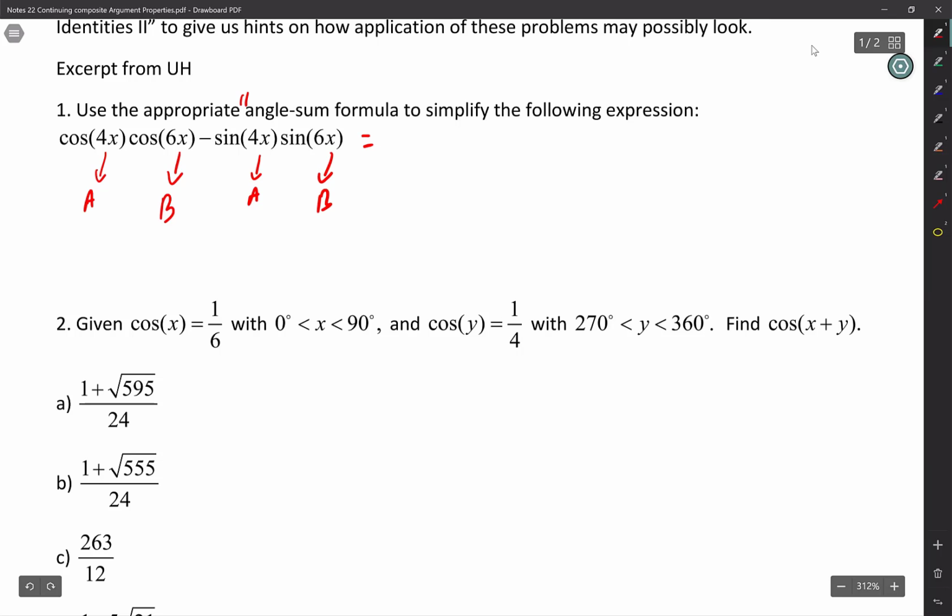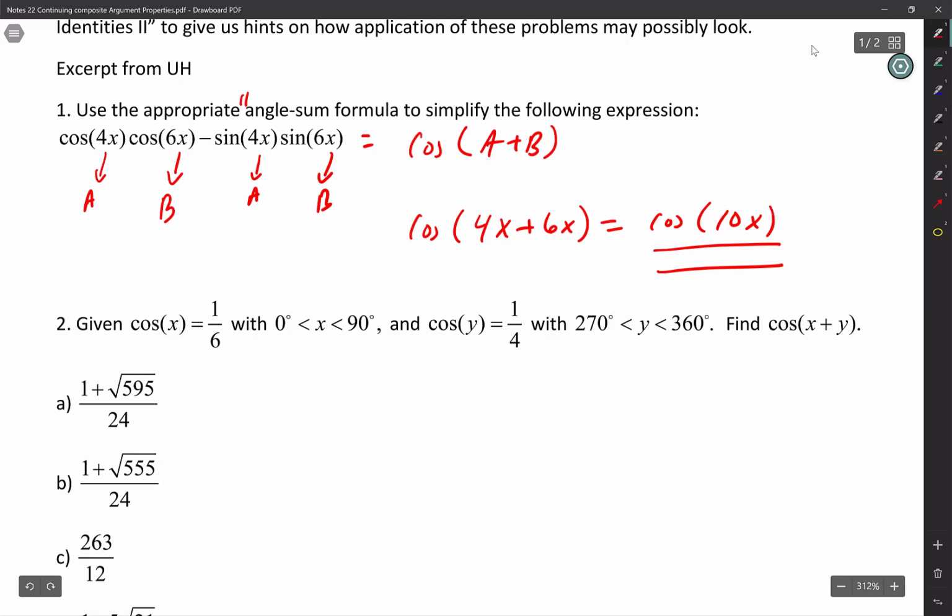So you look at your formulas, the ones that you've been writing over the last week. The one that does cosine, cosine, sine, sine is the cosine, and whatever sign that is, it's the opposite of that sign. So it has to be cosine of A plus B. So this is cosine of 4x plus 6x. So you just add them together, and there it is. And that's all you're doing on those. It really is that simple. That's it. You're done. Simple, right, guys?